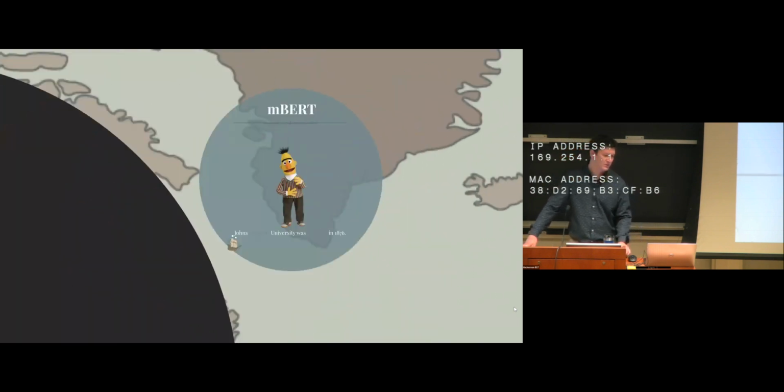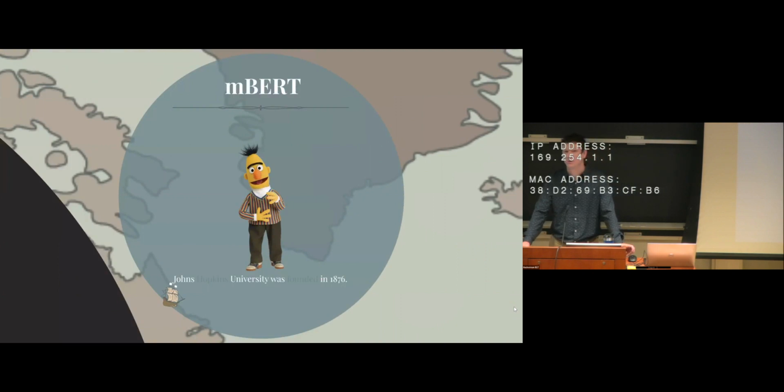So the key to this really is these large multilingual models. I'm sure everyone here has seen mBERT, but because it is so important, I'm just going to walk through it briefly again. This is a masked language model. You can see Johns Hopkins University was founded in 1876. Here we've masked out two words, Hopkins and founded. You put this through a deep neural net, and the objective here is to try and predict Hopkins and founded.